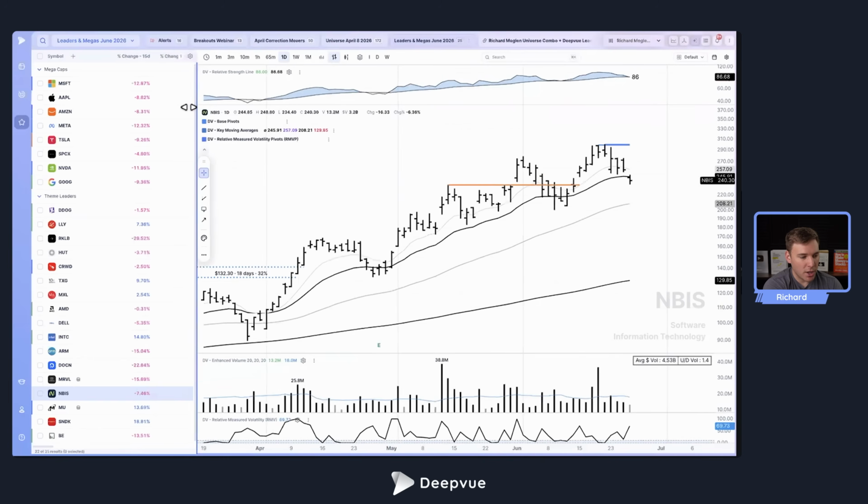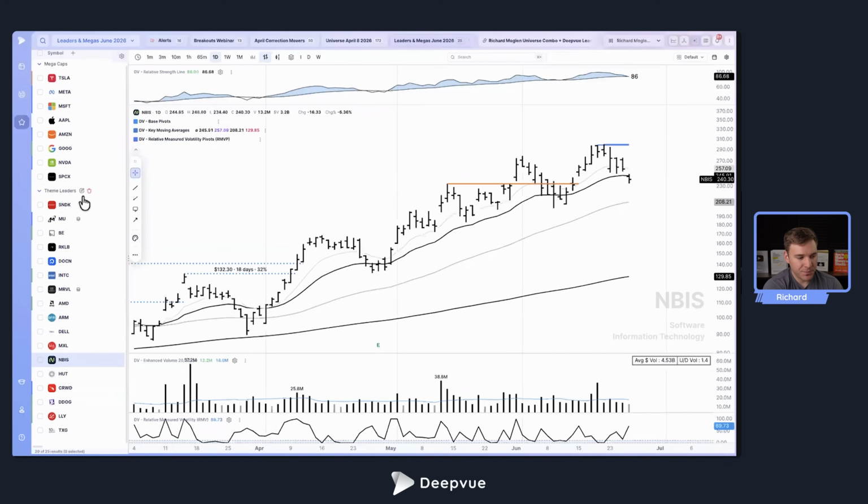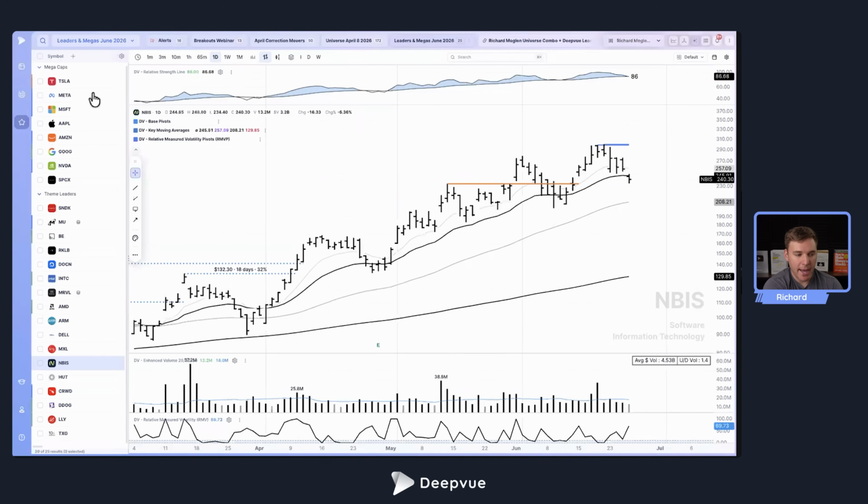So what I have in this watch list is the mega caps, and let me clear the sort, from Tesla down to now SpaceX. And then I have the theme leaders, and I'll probably need to update this a little bit. So this top section is just the mega caps. So Tesla, Meta, Microsoft, Apple, Amazon, Google. That doesn't change unless there's a $1 trillion IPO like SpaceX. So this hasn't changed in years. And now we've added SpaceX here.